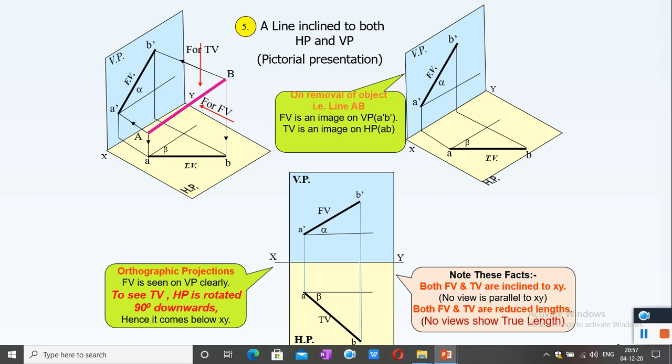Here both front view and top view are inclined to the XY line. No view is parallel to the XY line and both front view and top view are reduced lengths, not true lengths. No view shows true length. Please note that. Another method is there to find the true length in this case.